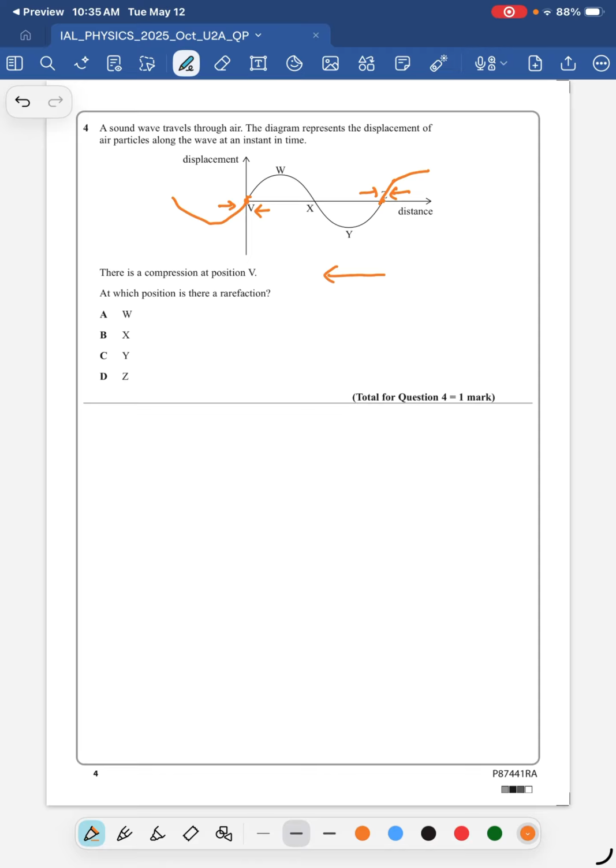So the only candidate for a rarefaction is X, because W is a particle that moves to the left with maximum amplitude, and X is a particle that moves to the right with maximum amplitude. So if we move to X, we will see that, let me think again. So yes, a particle immediately to the right of X moves to the right, and immediately to the left of X, it moves to the left. So all particles move away from X, and we get a rarefaction. So the correct answer is actually X. So option B. Okay, so this was a tricky problem.